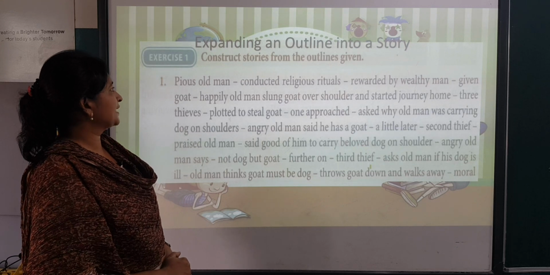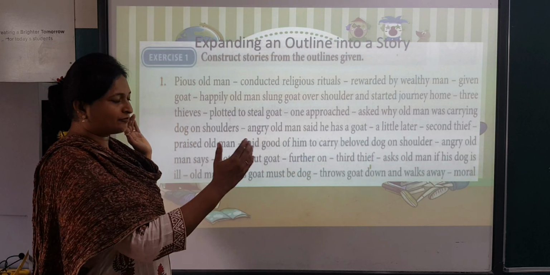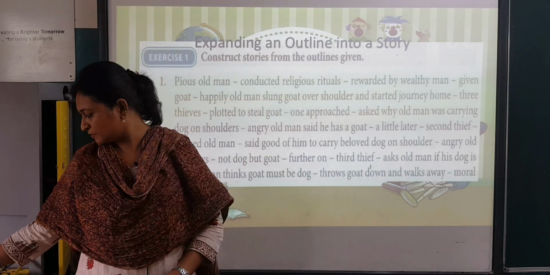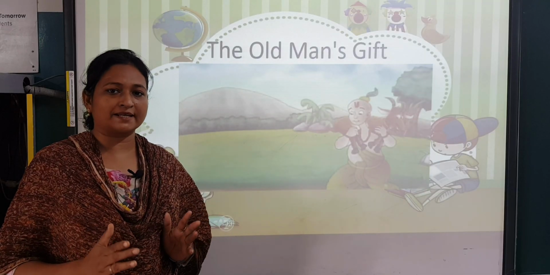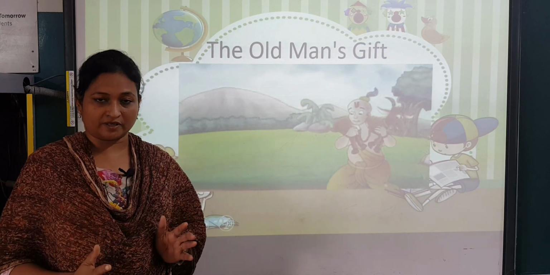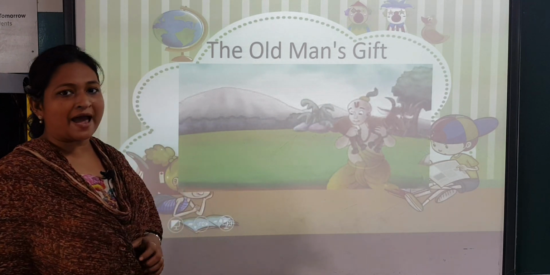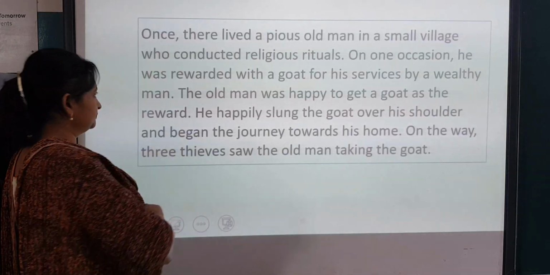Now let's do exercise 1, expanding an outline into a story. So you have to expand this particular. So children, now we will be writing the story based on the outline given. You can give any title. I have given The Old Man's Gift.